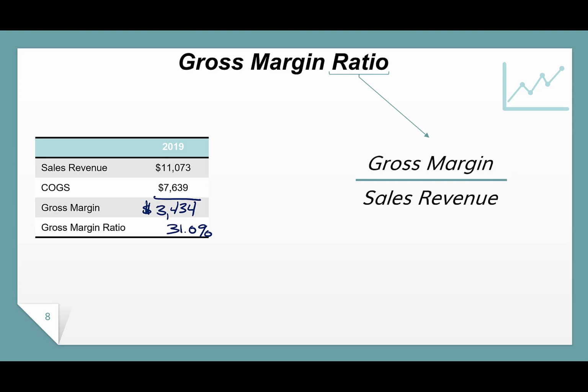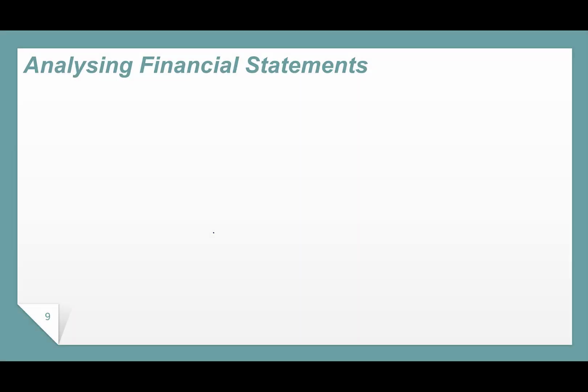One more time, that means that this company is retaining 31% of its sales revenue for other operating expenses, future taxes, and ultimately profit. Again, the ratio is an easier number to use when comparing this company's performance to the performance of other companies, preferably in the same industry.